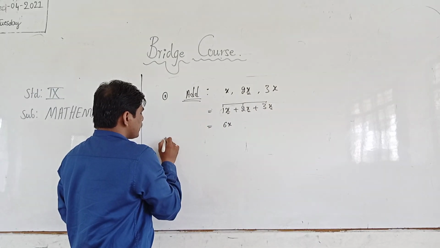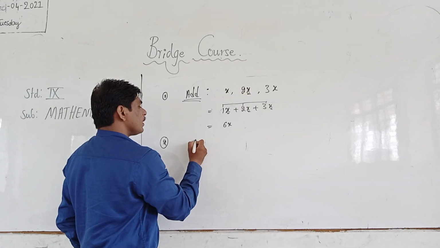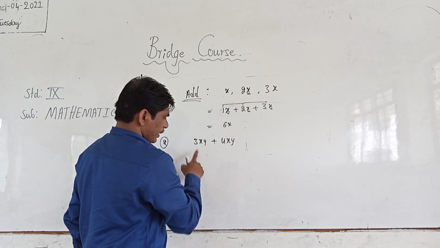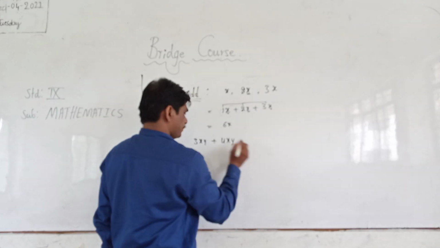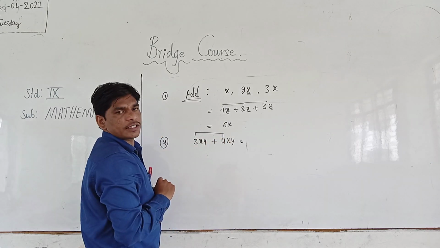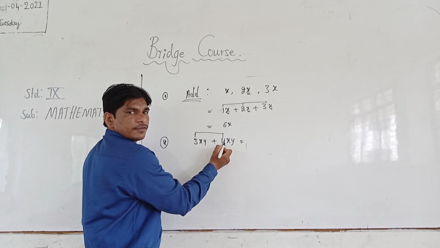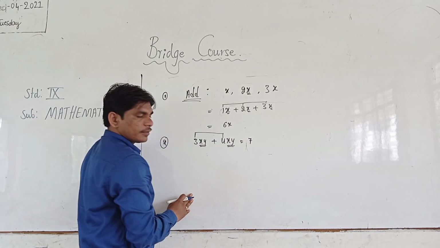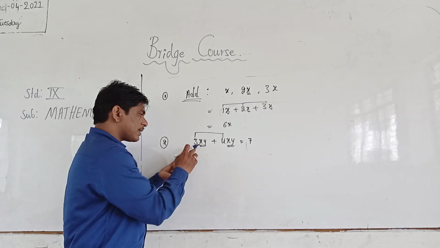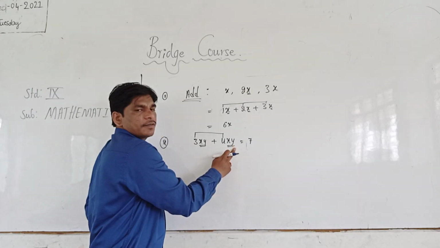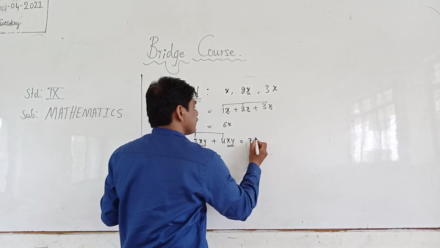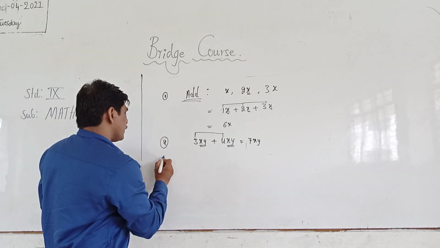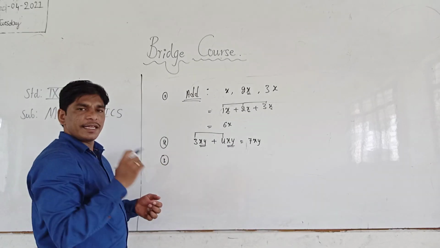Similarly, you take another example. Example number 2: 3xy plus 4xy is equal to, first you add constants 3 and 4. 3 plus 4 is equal to 7. Then we observe both the terms have the same variables. Here is also x and y, and here is also x and y. Both have the same variables. That's why here you write 7xy. Okay, next. And similarly, there are many examples.